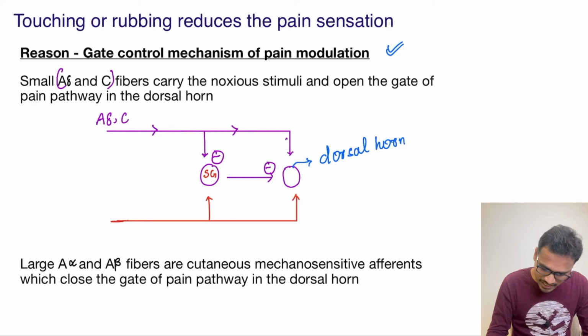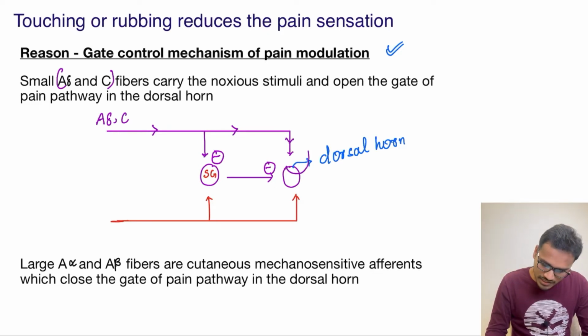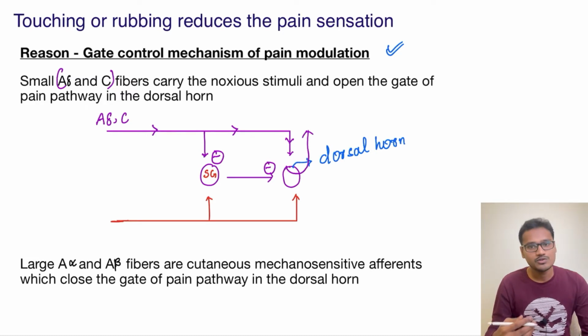At the same time, these A delta and C fibers directly reach the dorsal horn and open the gate of the pain mechanism. Whenever they are activated, they open the gate of the pain mechanism, and finally they reach the brain and cause the pain stimulus.